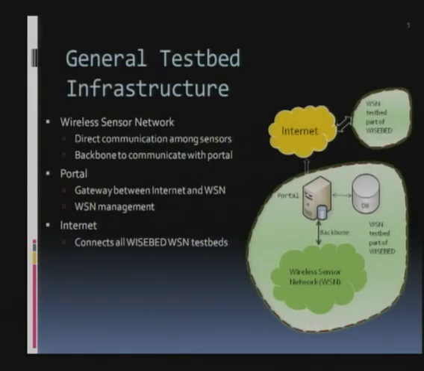So here a closer look at a typical testbed site. Again, you see the internet and the portal server, which is a gateway, and then we have the wireless sensor network testbed consisting of various wireless sensor nodes which are communicating with each other over a wireless interface, of course. So these are basically the main components, and then we have another one, and the internet connects all the different testbeds together.